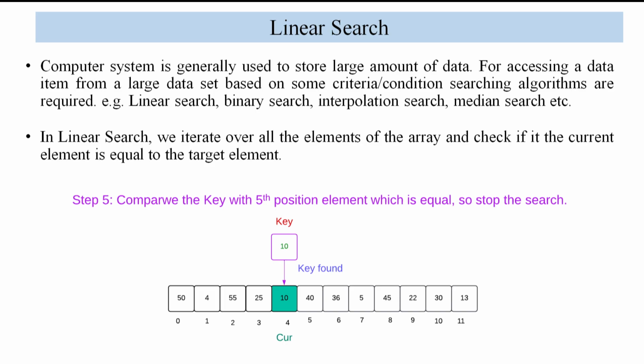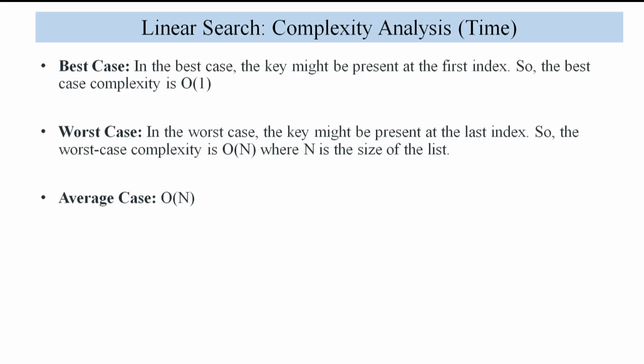Now comes the complexity analysis. I would like to discuss the time complexity here. As we know, in time complexity we discuss three types: the best case time complexity of the algorithm, the worst case, and the average case. So let us see what is the case with linear search.